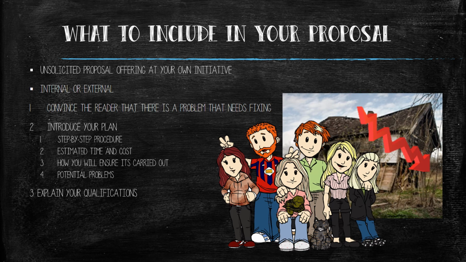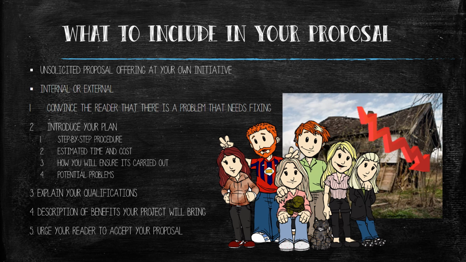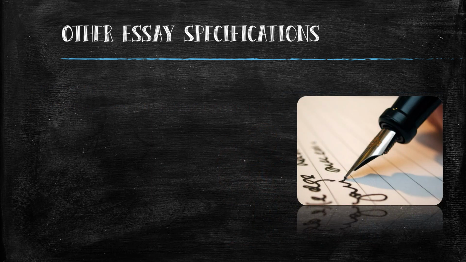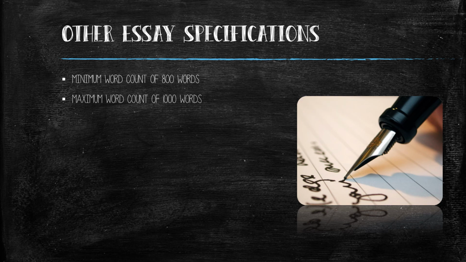And finally, close your proposal with a description of the benefits your project will bring to the company, the community, or the school. Urge your reader to consider accepting your proposal and request that they get back to you through whatever method you prefer within a reasonable time frame for your particular issue. This essay will require a minimum word count of 800 words, which is slightly more than your previous essays, but is really only compensating for the additional words used to open and close your letter. Your maximum word count is 1,000 words.